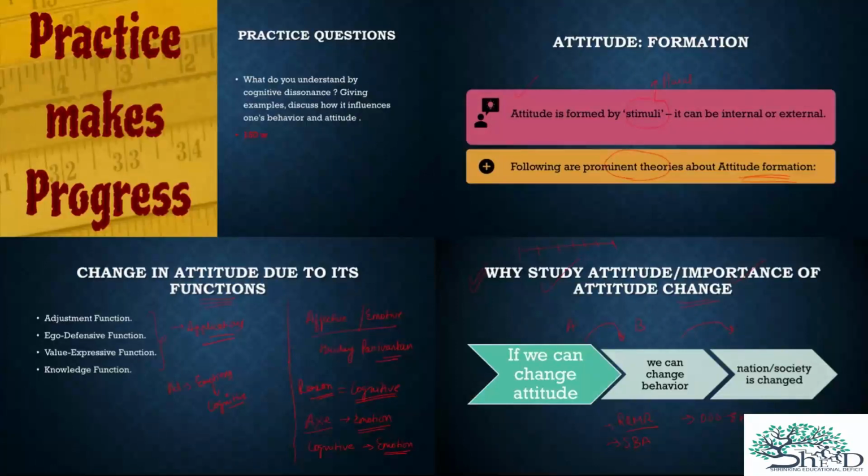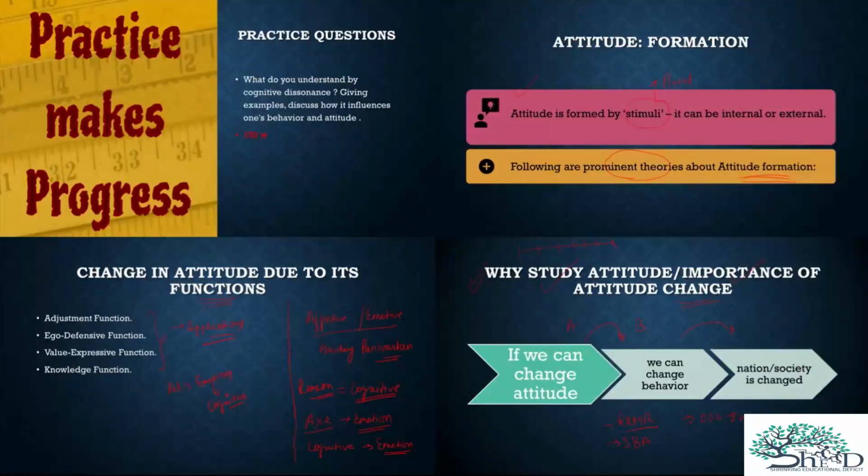Then we saw various theories about it: Pavlovian conditioning, operant conditioning, observational learning, genetic factors, direct instruction, modeling, social comparison, and such. Basically, these are nothing but how attitudes change also. So the theory behind attitude formation is similar to the theory behind attitudinal change. Change also happens when you change its functions: adjustment function, ego defensive, value expressive, knowledge function. We have seen ample examples to understand this.